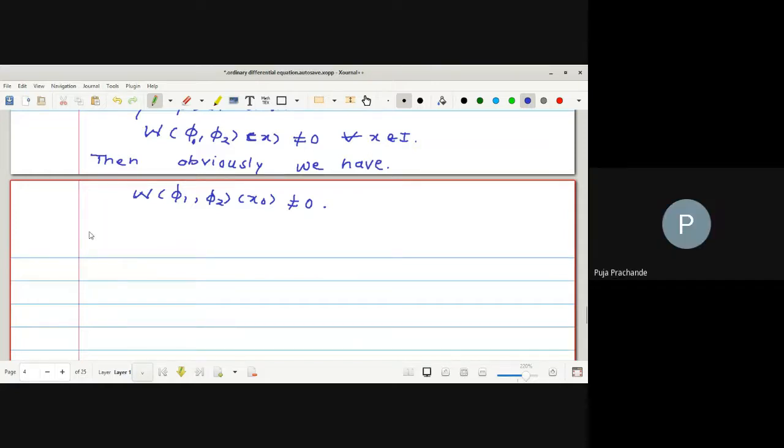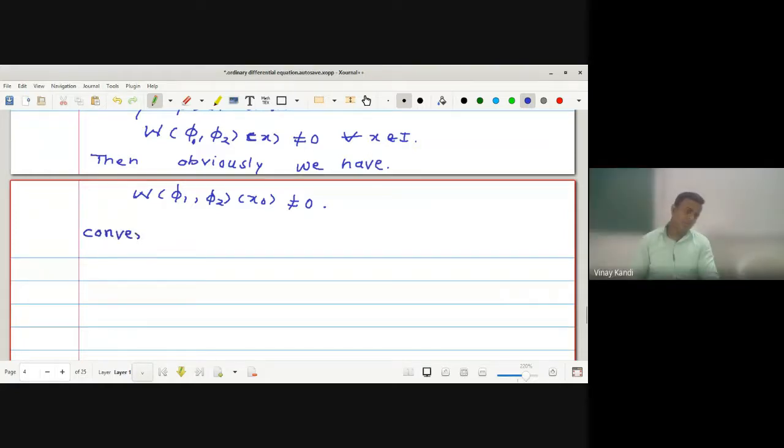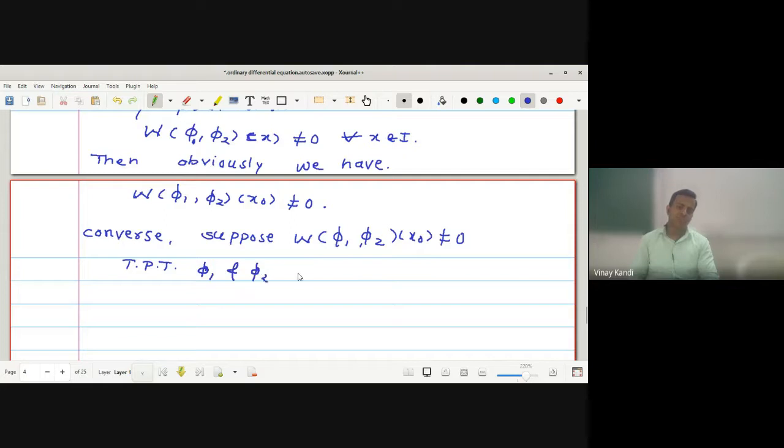What is the converse? Suppose the Wronskian of phi1 and phi2 at point x naught is not equal to 0. Now to prove that phi1 and phi2 are linearly independent.